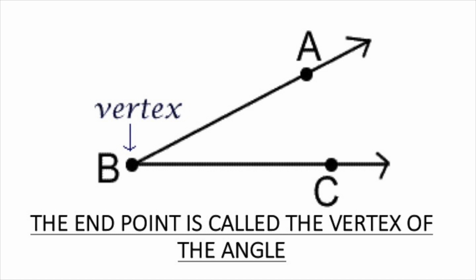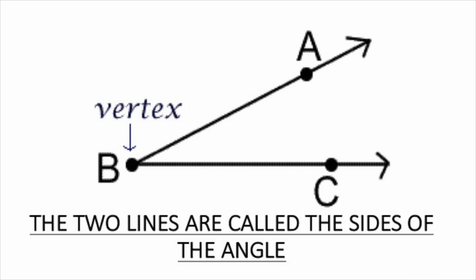You see here, the point at which the two lines meet is the vertex, and this here is the angle. The two lines are called the sides of the angle, or sometimes they can be called arms. You see line A and line C are the sides, and point B is the vertex.